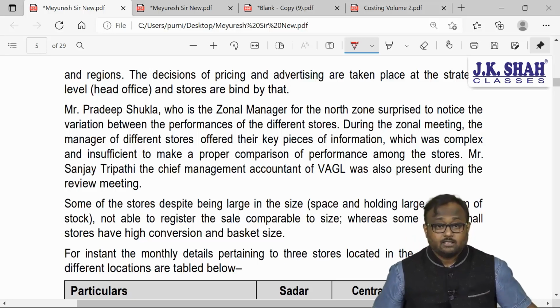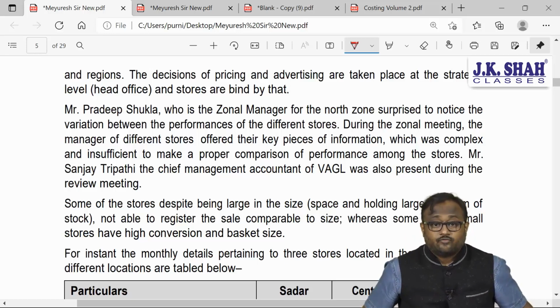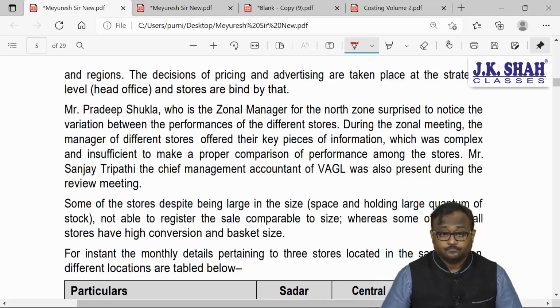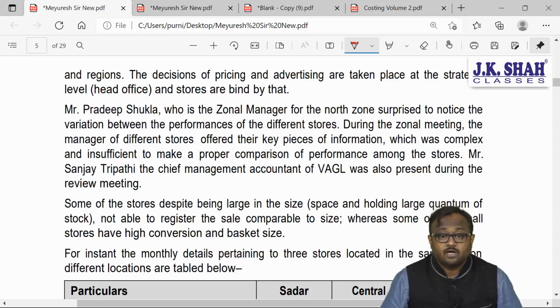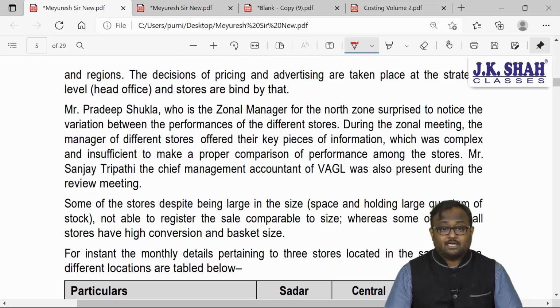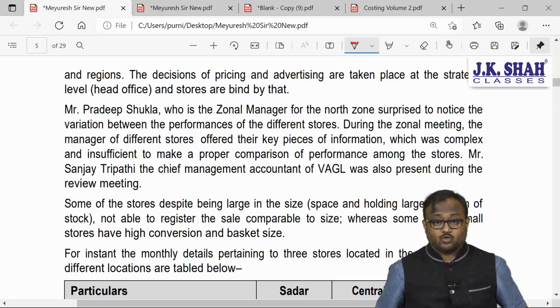Mr. Pradeep Shukla, who is a zonal manager of the North Zone, was surprised to notice the variation between the performances of different stores. During the zonal meeting, the managers of different stores offered their key pieces of information, which was complex and insufficient to make a proper comparison of performance among the stores. Mr. Sanjay Tripathi, the chief management accountant of VAGL, was also present during the review meeting.